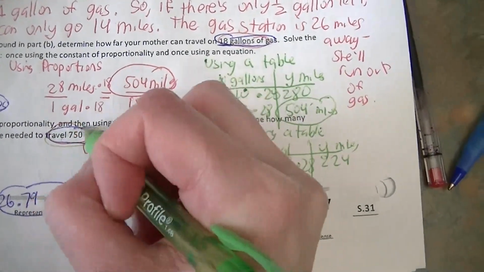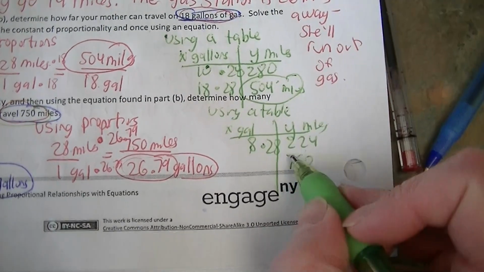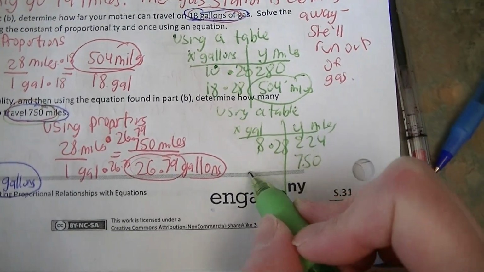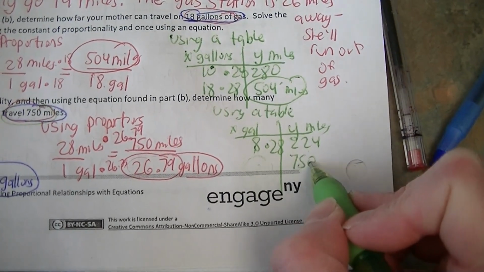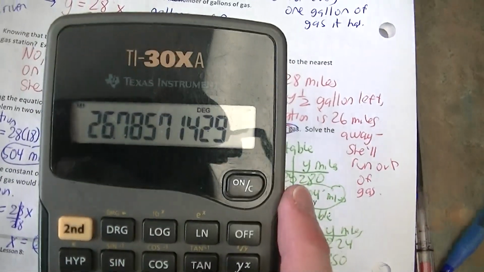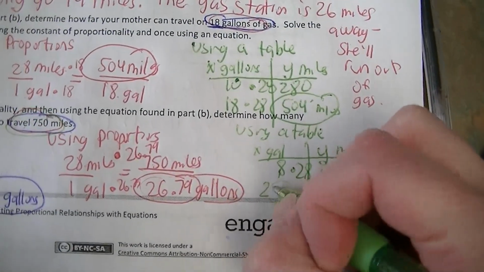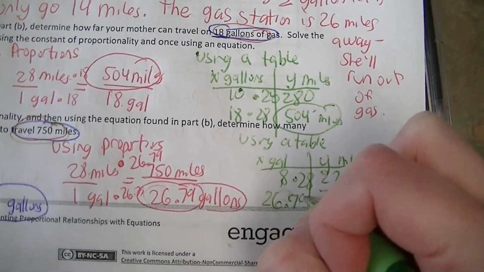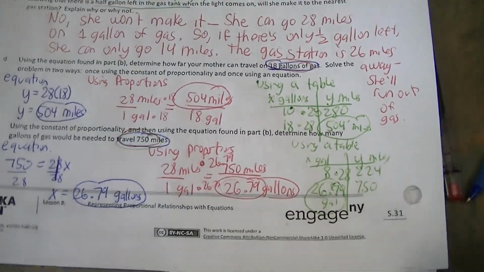So I'm just going to continue that pattern here. But we're concerned about 750 miles. Since this is labeled miles, I'm going to put the 750 right here. So to work backwards, I'm supposed to multiply this by 28, but since I don't have this value, I have to divide 750 by 28. So 750 divided by 28, and we get that. I'm rounding to the nearest hundredth: 26 and 79 hundredths gallons of gas are needed to go 750 miles.